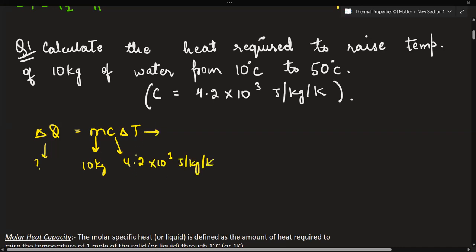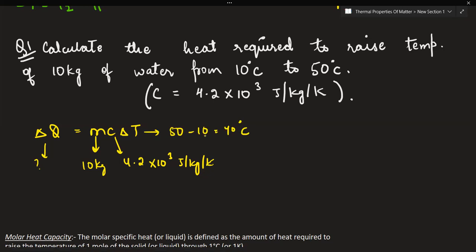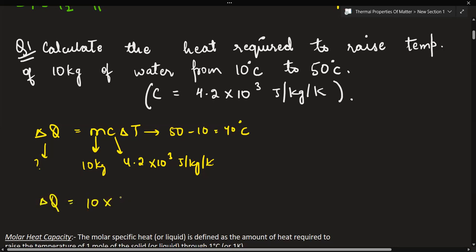Fine. What is the change in temperature? 40 degrees Celsius. That is 50 minus 10. So do we have the sufficient data for calculation of heat? Yes, ma'am. So we just have to multiply all the terms and we'll be getting delta Q. So delta Q will be equal to 10 multiplied by 4.2 into 10 to the power 3 into 40. So this will come approximately around 16.8 into 10 to the power 5 joules. Or you can even write it like this, 1.68 into 10 to the power 6 joules.